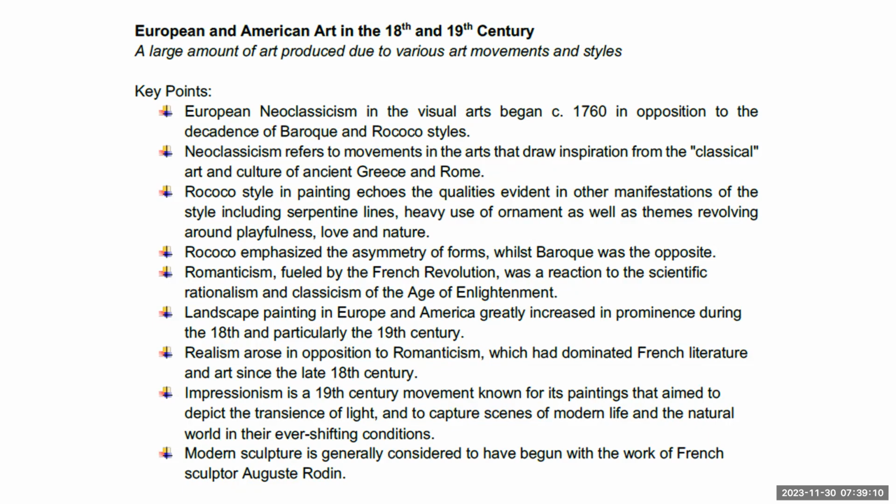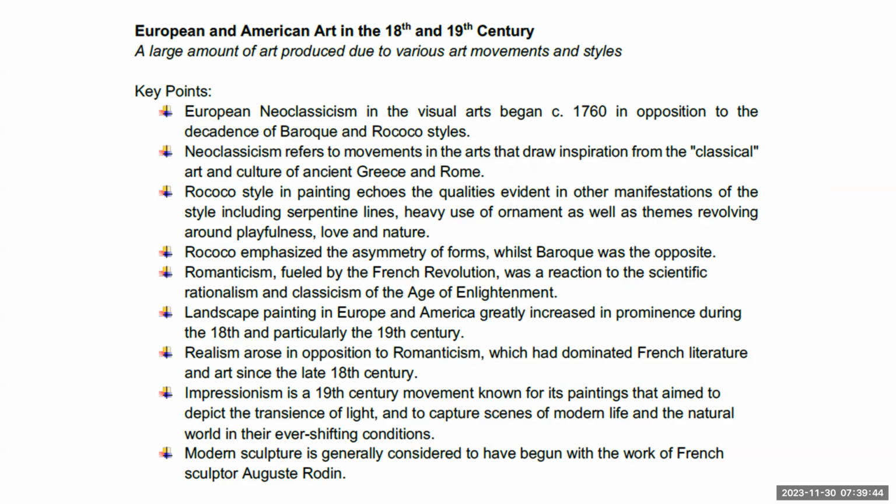Now, large amounts of art were products of different styles during this time. Key points are as follows. European neoclassicism in the visual arts began in circa 1760 in opposition to the decadence of Baroque and Rococo styles. Neoclassicism refers to movements in the arts that draw inspiration from the classical art and culture of ancient Greece and Rome. So, meaning to say, they went back to the ancient times of Greece and Rome.